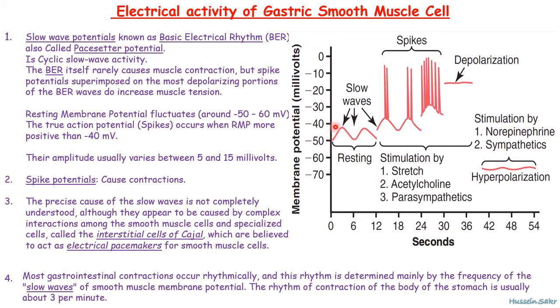When the membrane potential reaches the firing level, which is minus 40 millivolts, this is enough to generate the spike potential, and this spike potential is composed of depolarization and repolarization. The depolarization and repolarization is known as the spike potential, which is caused by the process of sodium influx and potassium efflux. And if we look at the generation of the basal electrical rhythm, the mechanism is mainly dependent on the interaction between the interstitial cells of Cajal and the smooth muscles. And as we mentioned, the interstitial cells of Cajal are known as the pacemaker.